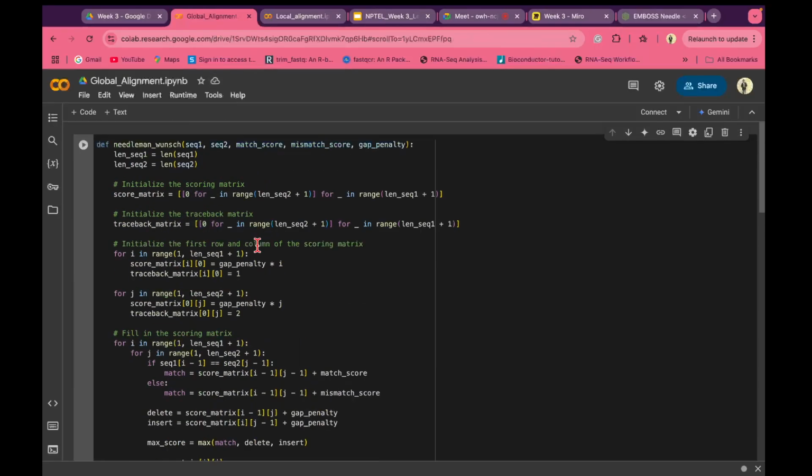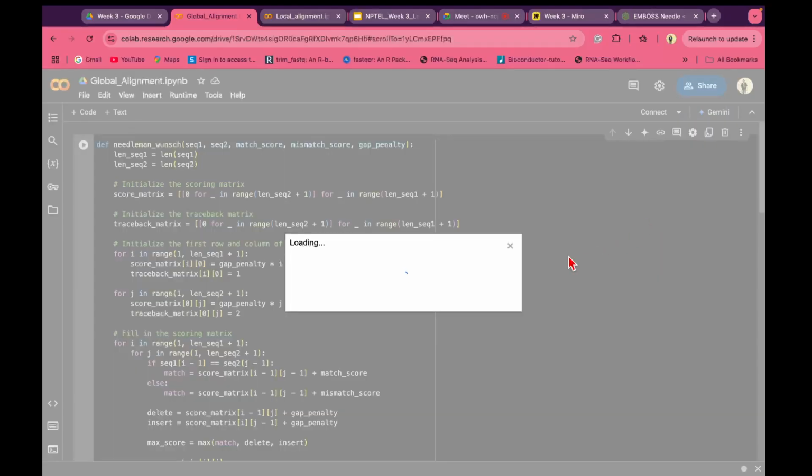Further, if we want to try our hands on it, this is the code. I'll share the link.